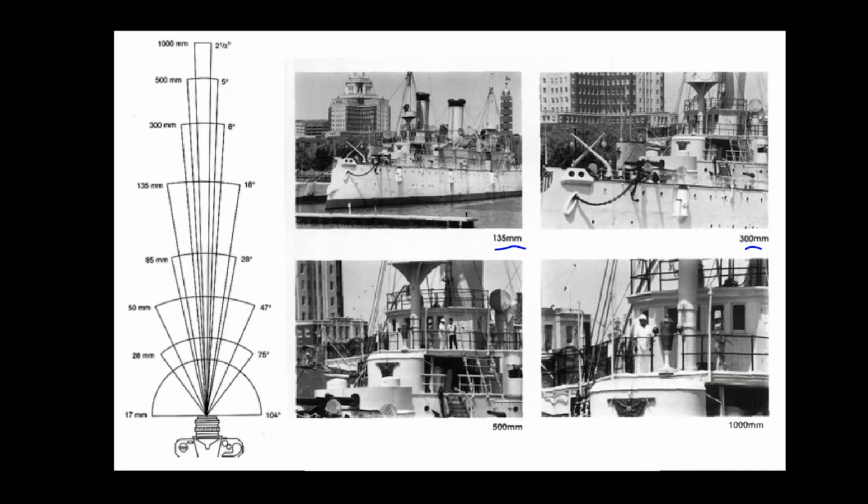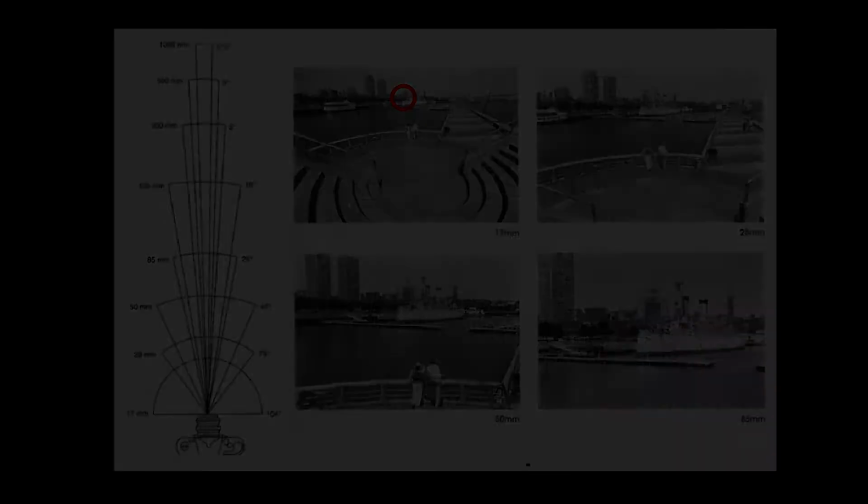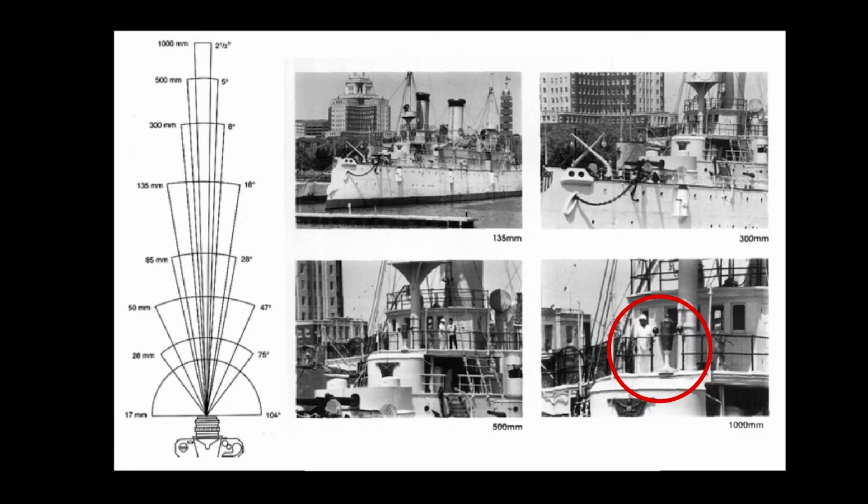Here we are at 135, 300, 500, and that's 1,000 millimeters. So we've gone from a focal length of 17 millimeters to 1,000 millimeters. That's a ratio of greater than 50 to 1. And there's that guy on the boat, right? Same boat back here. All right, there he is. Okay, so that's incredible zooming. So you think they used a tripod? Well, of course they did, right?